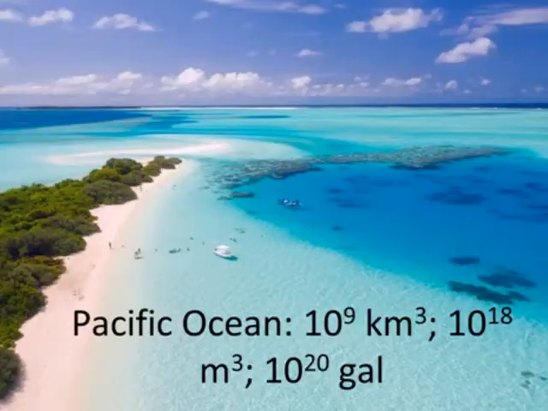And then you have something as large as an ocean. So that's going to be like 10 to the 9th kilometers cubed for the Pacific Ocean, or 10 to the 18th meters cubed, or 10 to the 20th gallons. So let's say you're designing a reactor and you calculated a reactor volume of 250,000 liters. Is that reasonable? Think about that size compared to a water bottle, pond, lake, or the ocean.